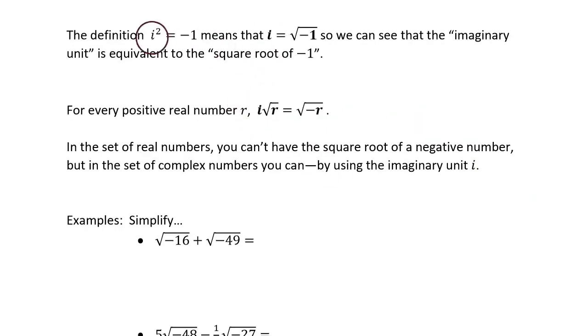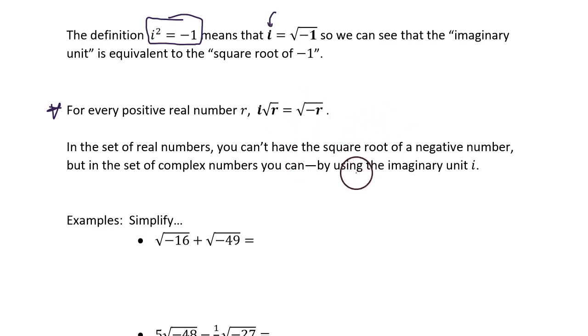The definition i squared is equal to negative 1 means that the imaginary unit i is equal to the square root of negative 1. That's the reason why mathematicians use the symbol i to represent the square root of negative 1. This theorem here allows us to simplify radicals that have negative numbers within a square root. i times the square root of r is equal to the square root of negative r.